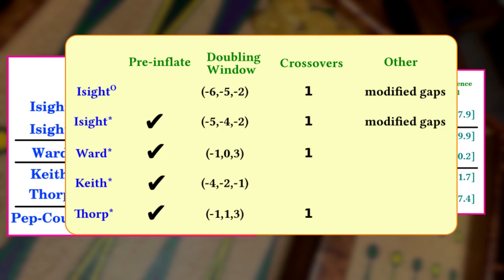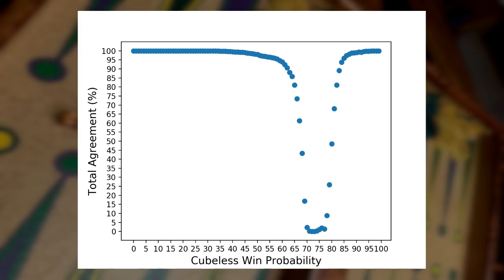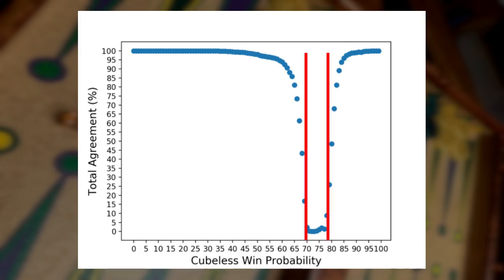Today, we'll finish with a delayed explanation and one example. Look at this plot. Each dot represents the agreement in cube action for our 6 players and Santa, 7 players in total, for race positions with the same cubeless win probability as given by the x-axis. So, for positions with 50%, all 7 players agree more than 95% of the time. But between 69 and 77, the critical range, it's less than 5%.